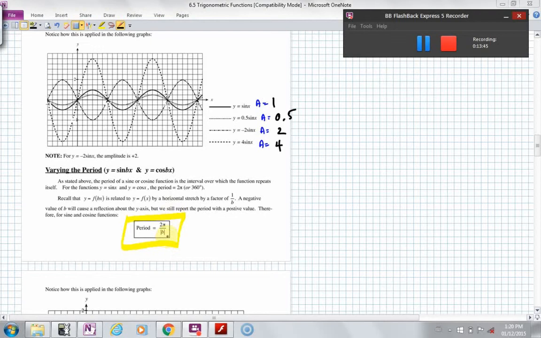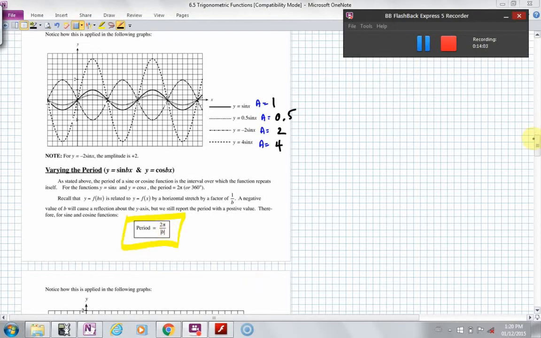And again, it's the absolute value of b, because period is never positive or negative. It's a scalar measurement. It's a measure of distance. It's not a measure of displacement. Okay? So it's 2 pi divided by b, whatever that b value is. That's how the period is going to change.